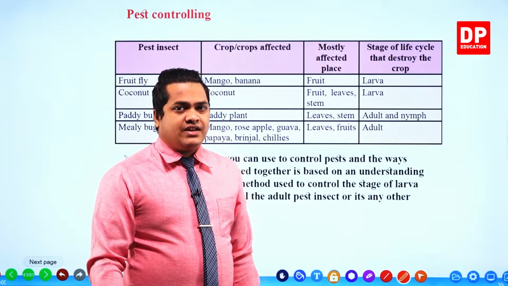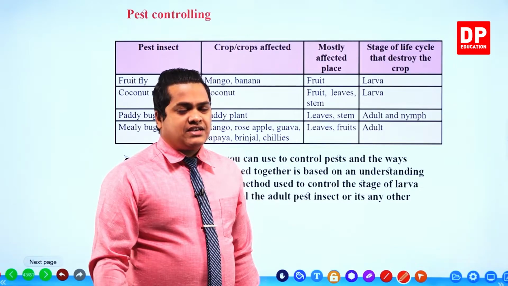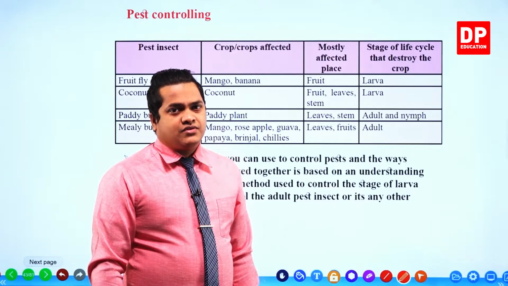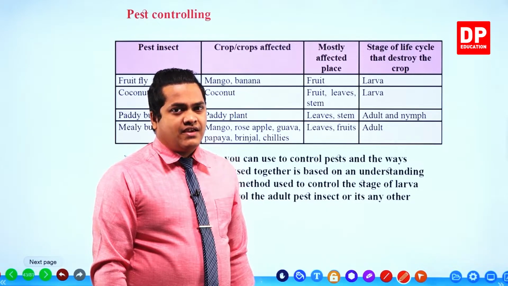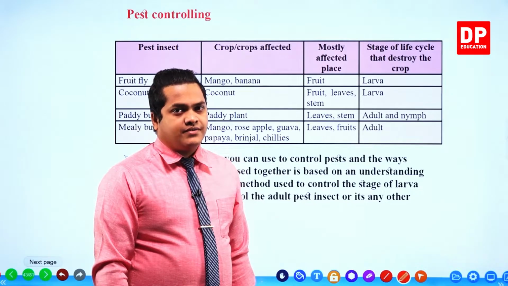Then after several days the fruit will also get rotten because of the action of these organisms as well as microorganisms. Then we have to throw it away. So the fruit is getting affected heavily by the larval stage of the fruit fly.